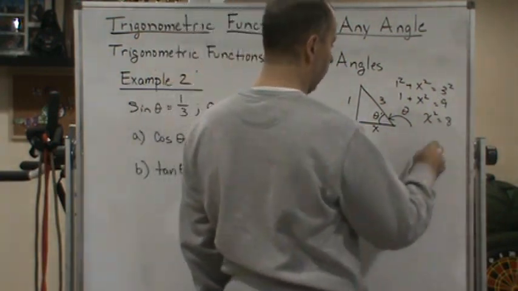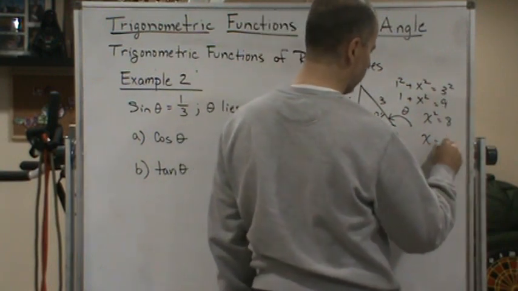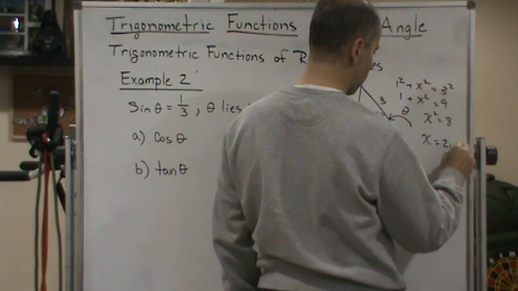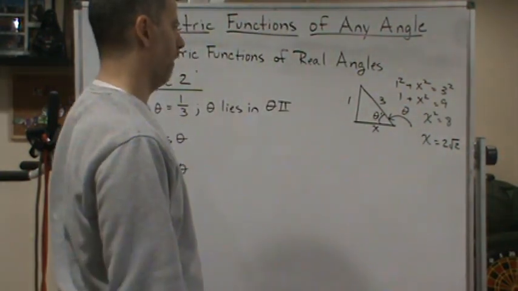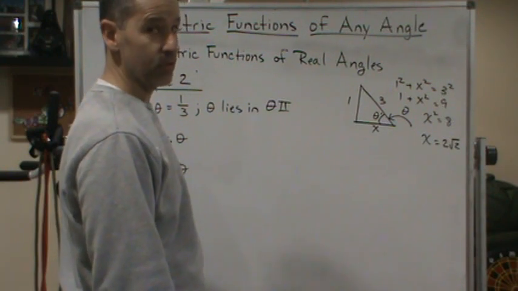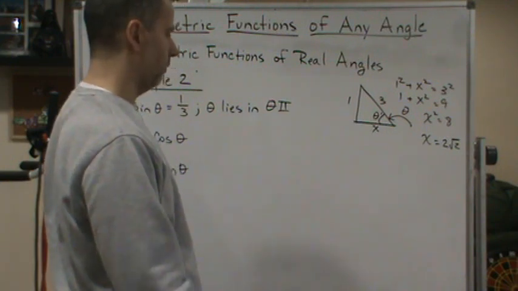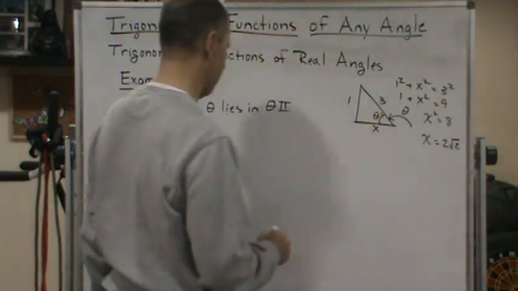right? So that means x squared is equal to 8. X is going to equal the square root of 8, which turns out to be also 2 root 2, because you can take 8 as 2 times 4. And the square root of 4 is 2. Okay, so x is equal to 2 root 2.